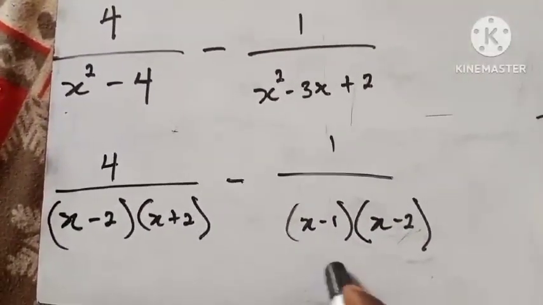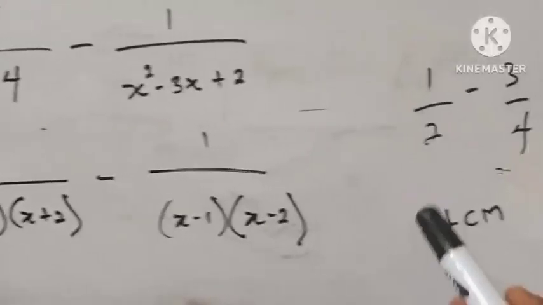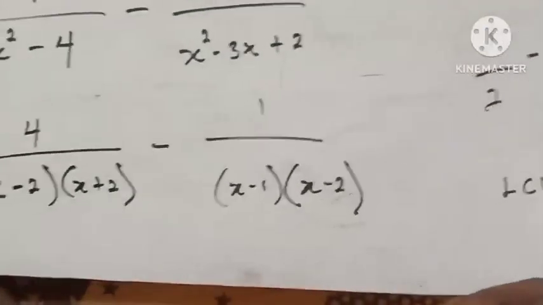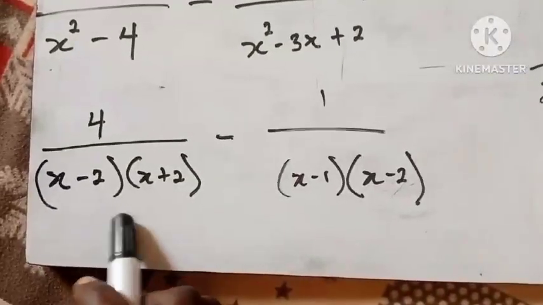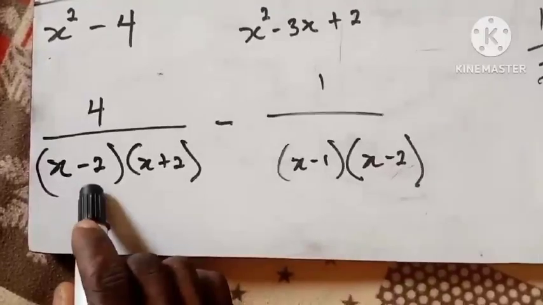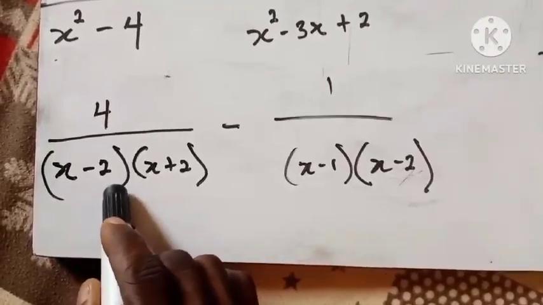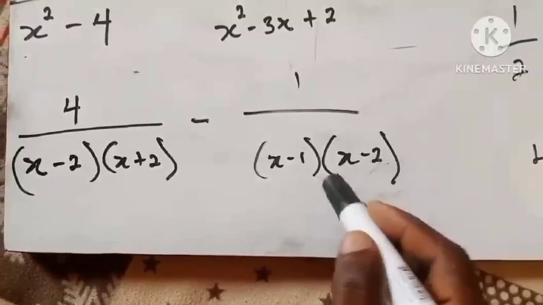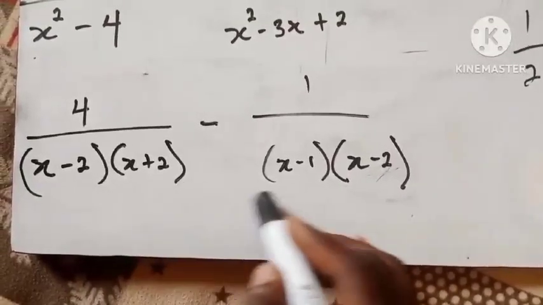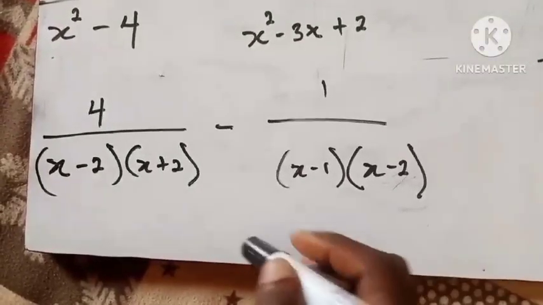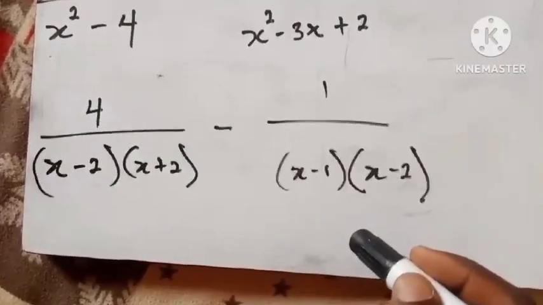Now from this point here, what are we going to do? That is where we come to this. We are going to find the LCM, the least common multiple, among these two. Here we can see that the x minus 2 here, there's another x minus 2 here. So we are just going to have, let's say, 3 factors at the bottom, right? That's going to be our LCM.